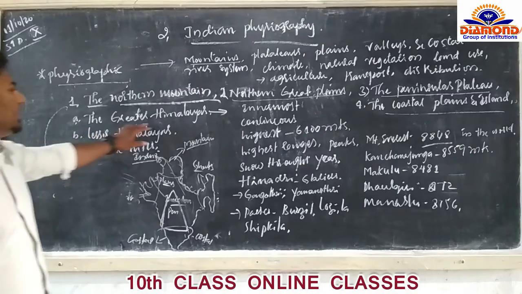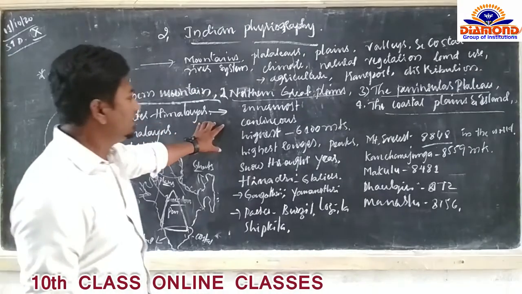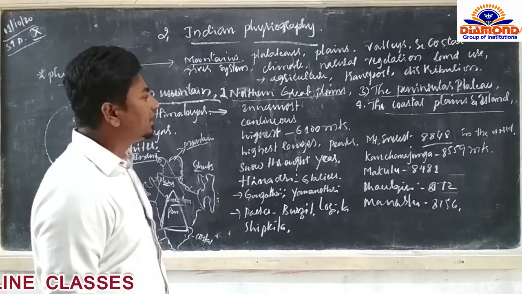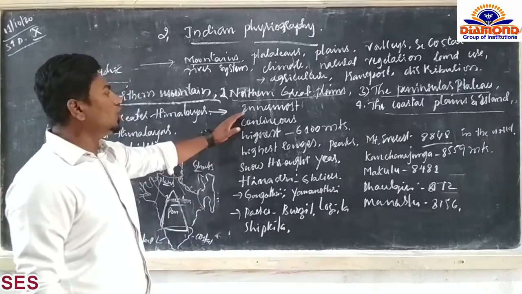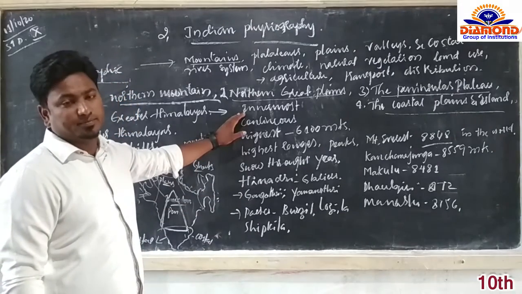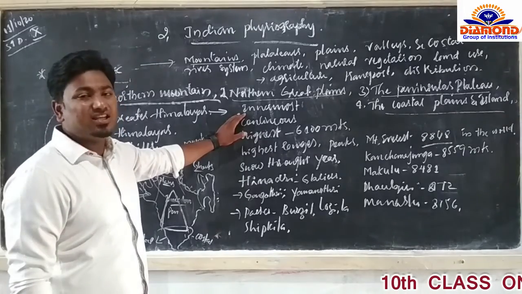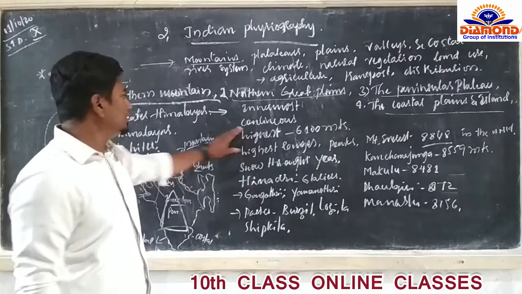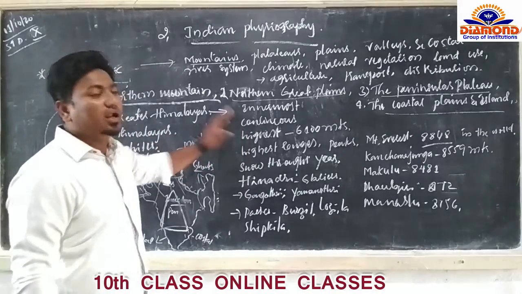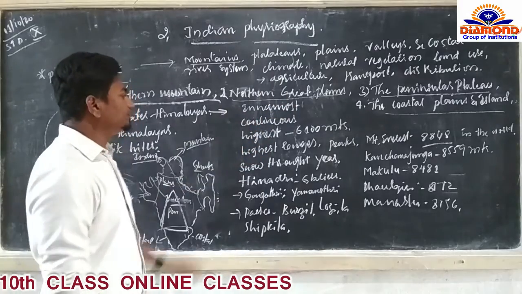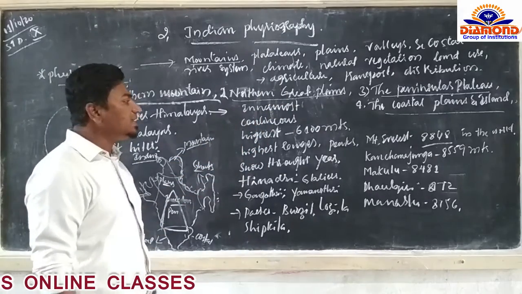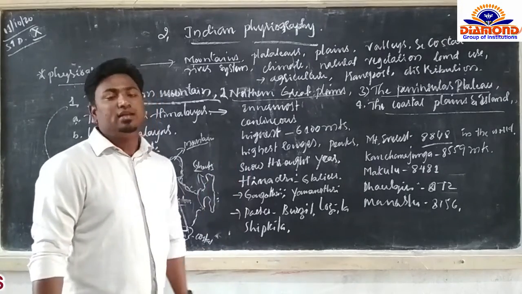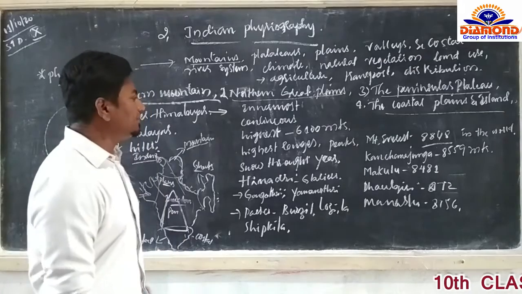So the Greater Himalaya has different features. We're going to understand the Greater Himalaya, which is known as the innermost part of the Himalayas. They are continuous, and they are called the highest mountain ranges. We can call them the Great Himalaya.